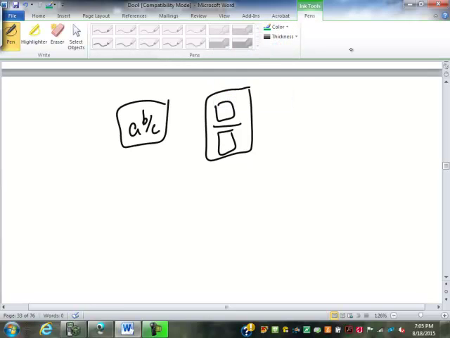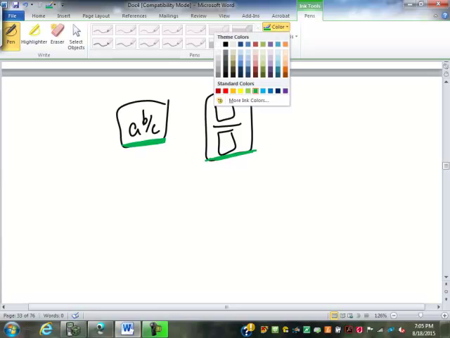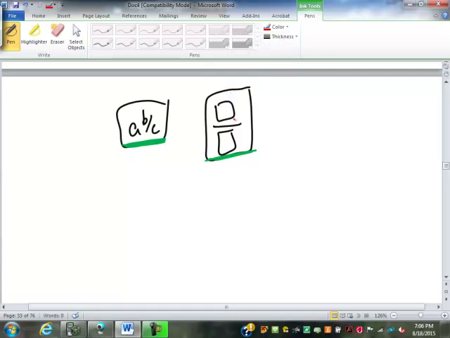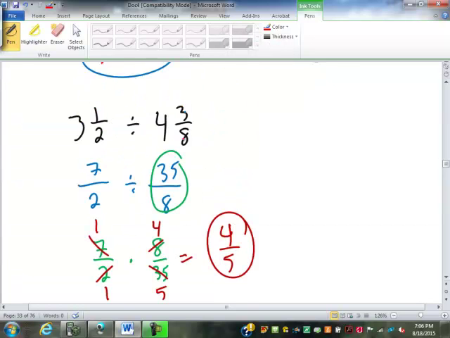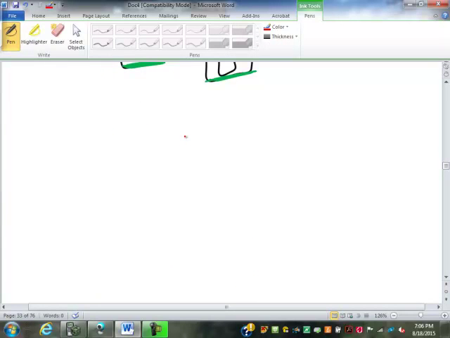Depending on which calculator you have, there will be one of two buttons on it. Either the ABC button or a button that has a generic fraction on it. The Texas Instruments has the ABC, while the Sharp or the Casio will have the other one, depending on what model you have. If I want to do, let's do this, 3.5 divided by 4 3/8.